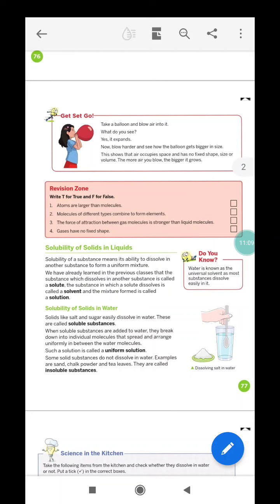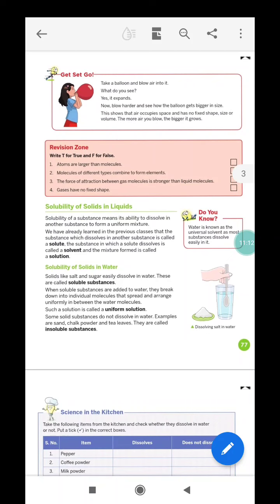As we studied in class 3, what is solubility? Solubility of a substance means its ability to have something dissolved in it. Suppose water has the ability to dissolve sugar and salt. So water becomes the solvent. Here salt and sugar, the solid particles that dissolve, become the solute and water becomes the solvent.